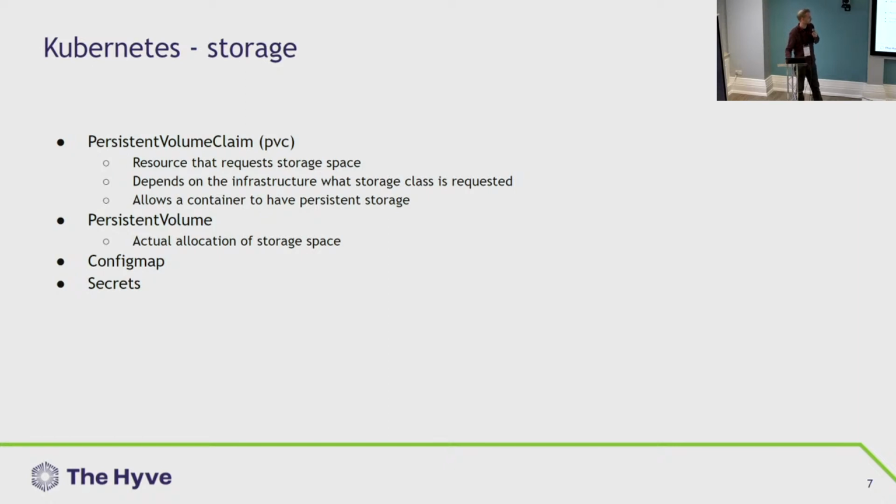So next part. This was all compute-based. Then there's also storage. So you have persistent volume claims. You request some storage. You want it to be fixed on a certain location. That's quite useful as an abstraction. But in the end, it still depends on the infrastructure you're running on.